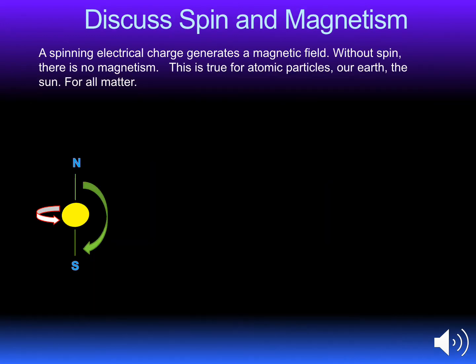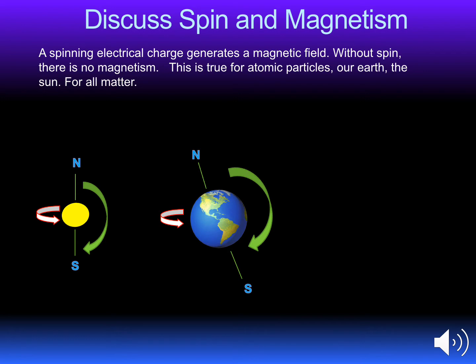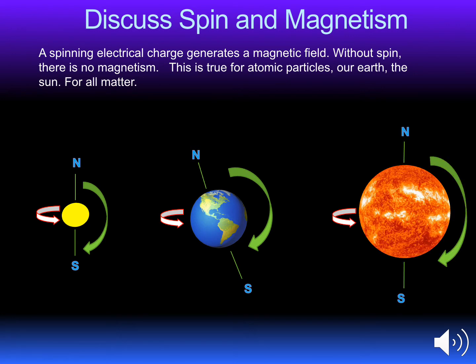So this coupling of spin and magnetism is not only seen in the atomic world, but we can see it in the spinning of the Earth. Anytime you have a spinning electrical charge or a body that has an electrical charge, like the Earth or the Sun, that is spinning, it will generate a magnetic field. And we see that with the Earth, the magnetic field is generated by the spinning of the Earth.